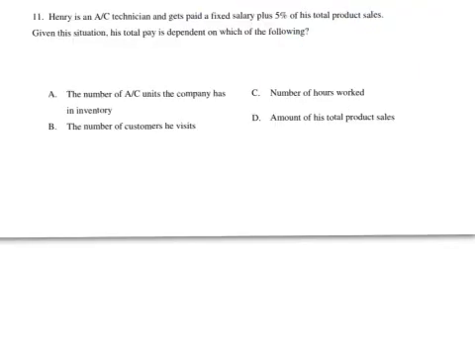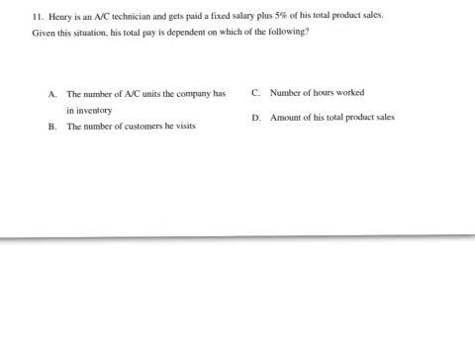Number 11, Henry is an AC technician and gets paid a fixed salary plus 5% of his total product sales. Given the situation, his total pay is dependent on which of the following? So which one depends on the other? Okay, so he's going to get paid a salary no matter what, but the rest of his earnings come from his commission, so he gets 5% of his total product sales. So his earnings really depend on how many sales that he makes.